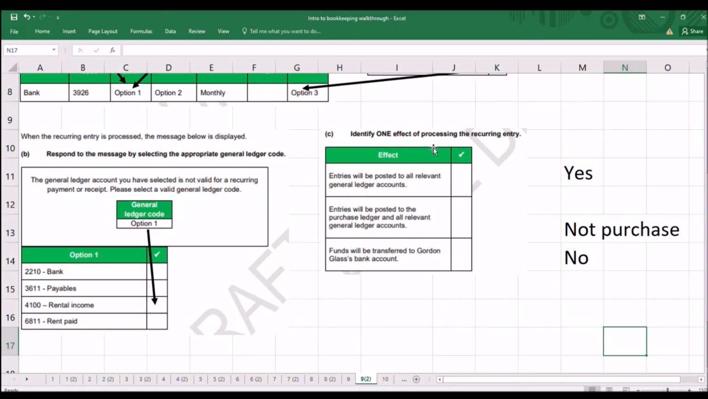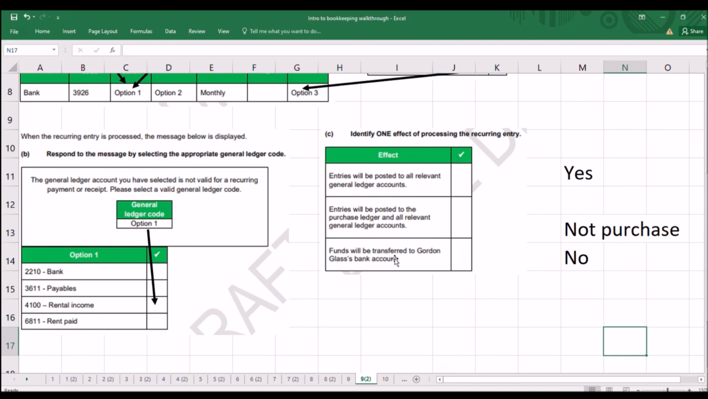Right, identify one effect of processing a recurring entry. Entries will be posted to all relevant general ledger accounts. Well, yes, they can. Entries will be posted to the purchase ledger and all relevant entries. Well, in this one, because it's processing the recurring entry, this one's rent received, so it's going to be to the sales ledger. So it's not going to be that one.